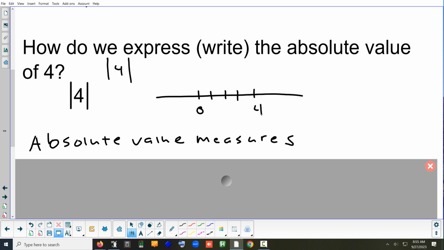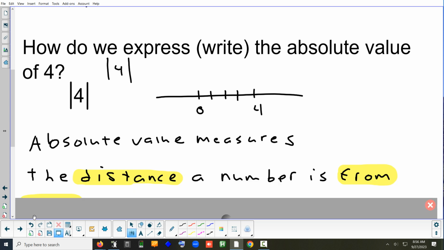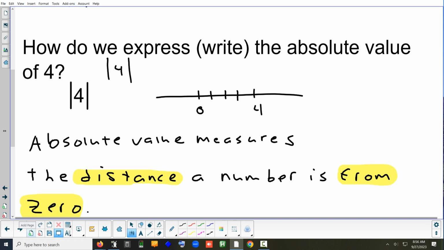And does anybody know what we're... Opposites? No, it's always positive. So it has to do with positive numbers. It really measures how far away you are from something. 0. Yeah, that's what it measures. It measures the distance that a number is from 0. So that's why the absolute value of 4 is 4, because if you measure the distance between 0 and 4, it's 1, 2, 3, 4.